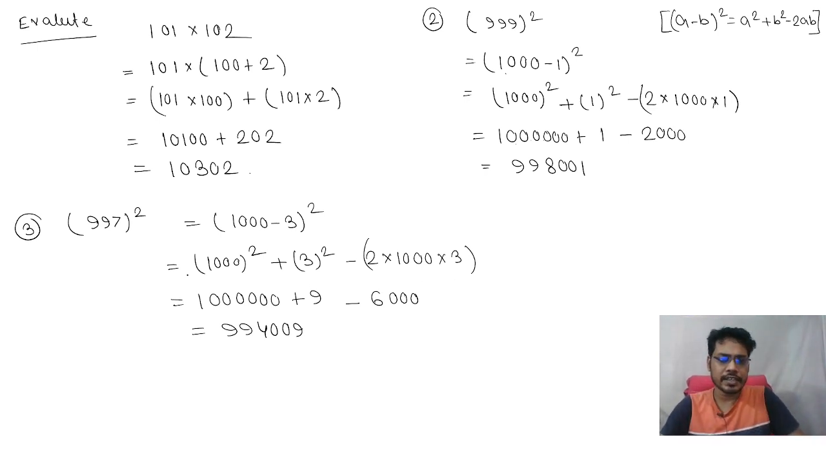Similarly, you can find the value of 997 whole square as 1000 minus 3 whole square. So it will be a minus b whole square, that is a square plus b square minus 2ab. So you will get 99 lakh 94,009 will be the final answer of this question.